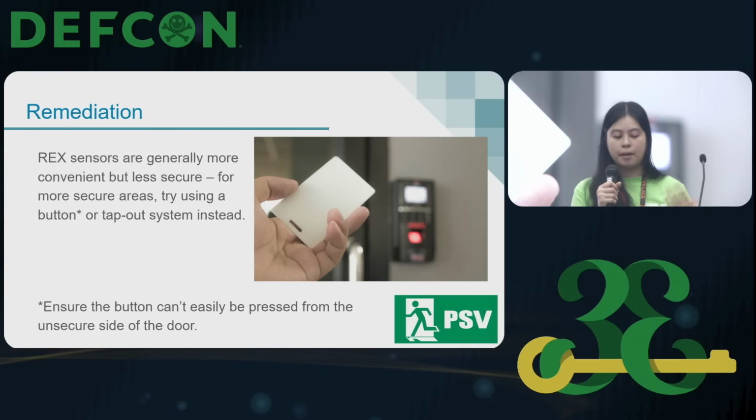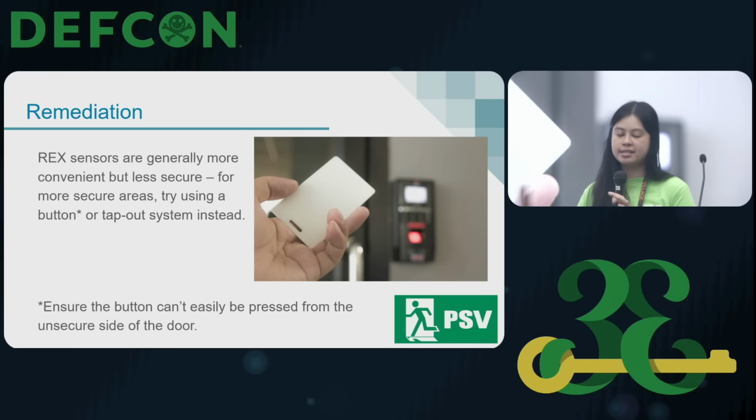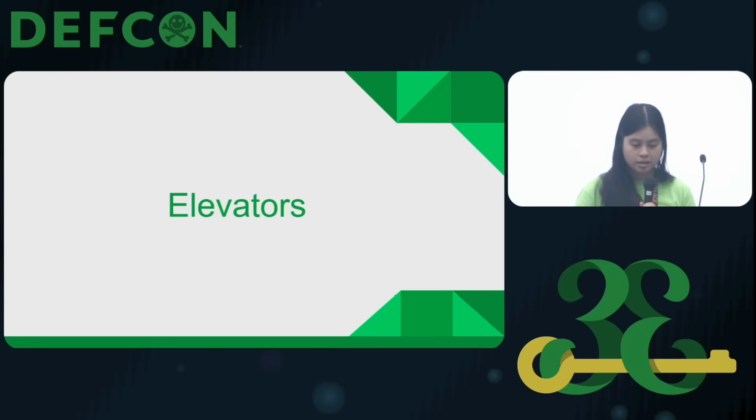Think about using a push button, preferably one that can't be accessed easily from the unsecure side of the door, or a tap-in, tap-out system, which is obviously the most secure of the three. Again, this means that people will have to dig through their bag if they're trying to exit a room. And if it is too inconvenient, your staff can just prop the door open because they don't want to bother. So you really do have to balance that security versus convenience, especially when you're working with a lot of staff and a lot of personalities.